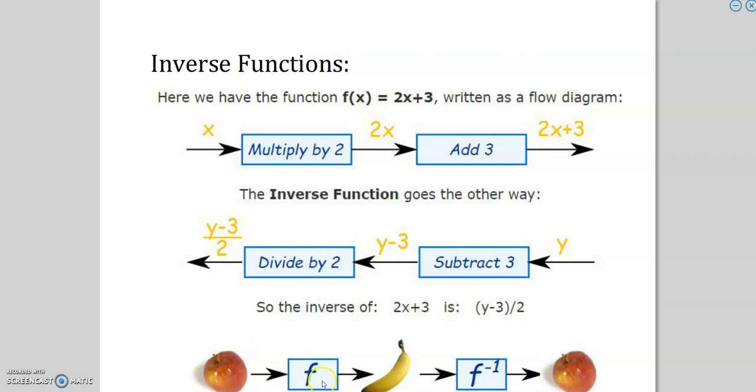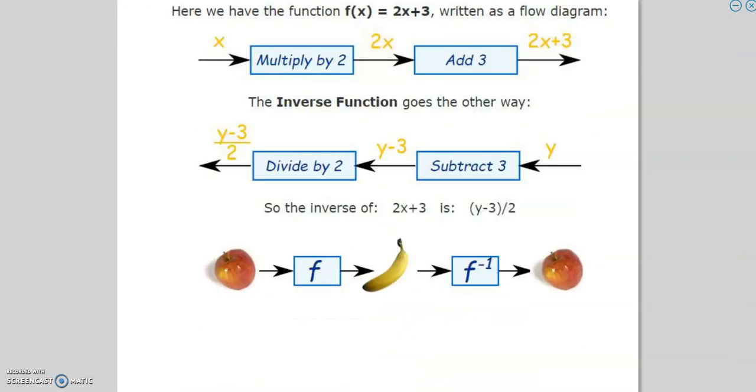So if I put an apple into the function f and get out a banana, if I take that banana and put it into the inverse function, I get back out the apple. So here's some really important notation. An inverse function has this notation that you see right down here, f of -1. So if some function is f of x, then its inverse is f of -1 of x.